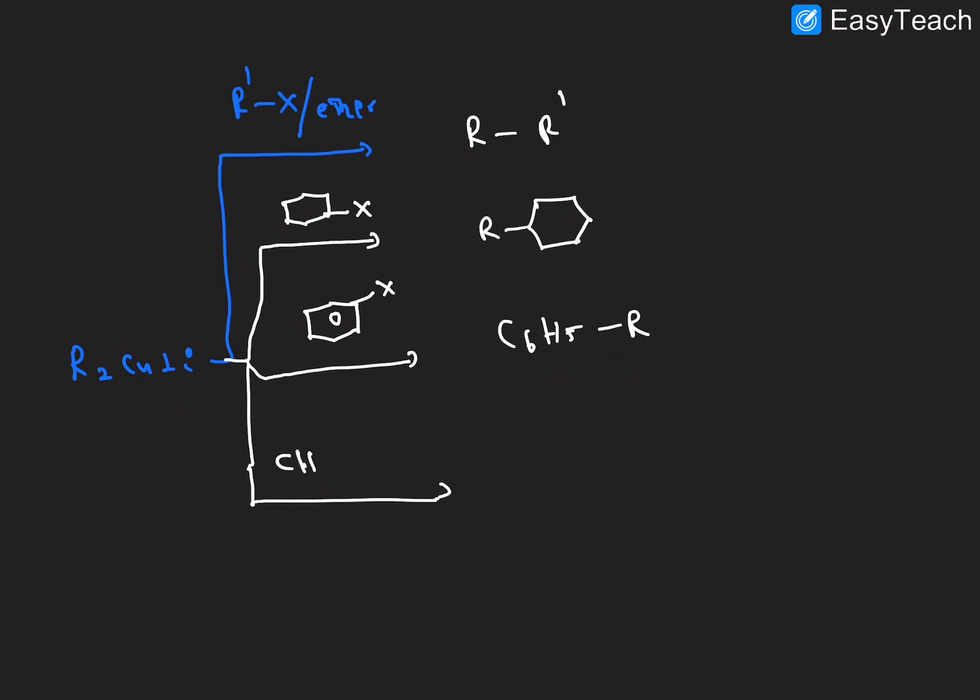Next one, the reaction with vinylic halides, that means CH2 double bond CH-X, reacting with that R. What product is forming here? R-CH double bond CH2. So these are some reactions of the Gilman reagent. This is the Corey-House synthesis reaction. Next, the D type of reaction, that is a very important reaction: the Kolbe reaction, Kolbe synthesis.